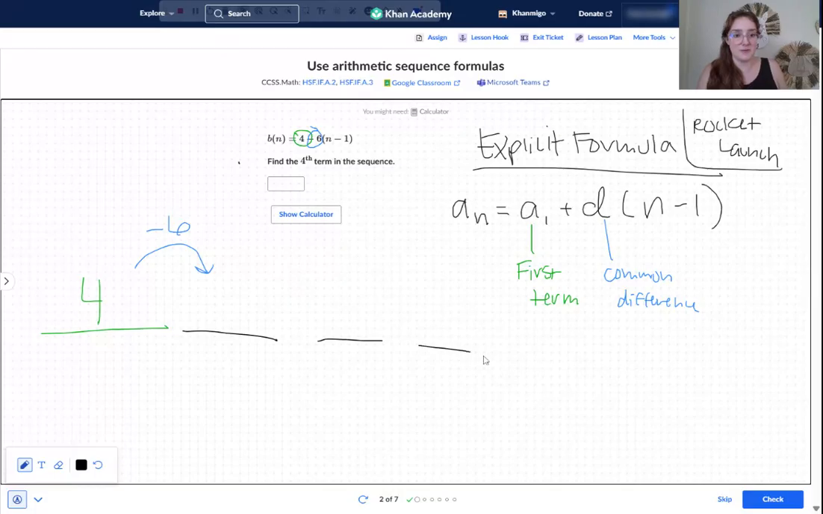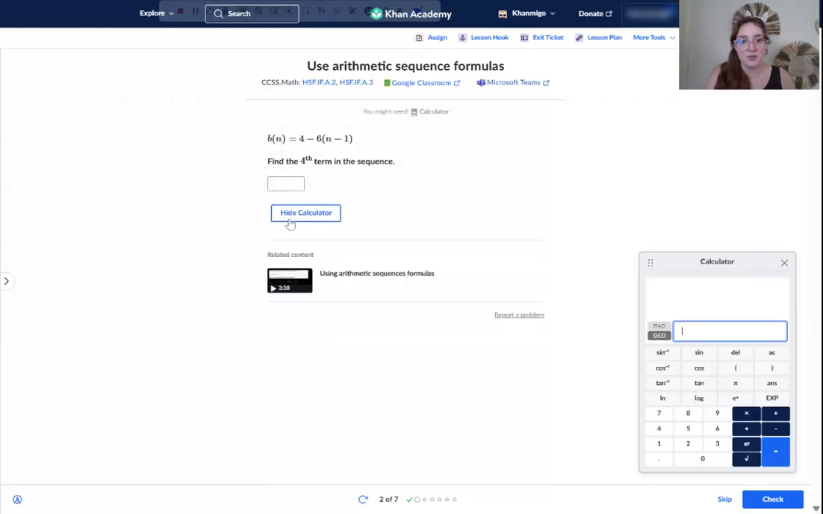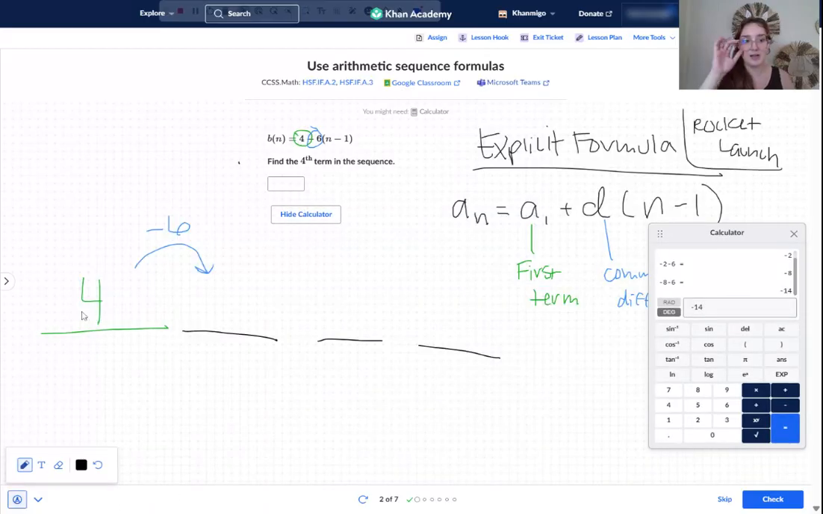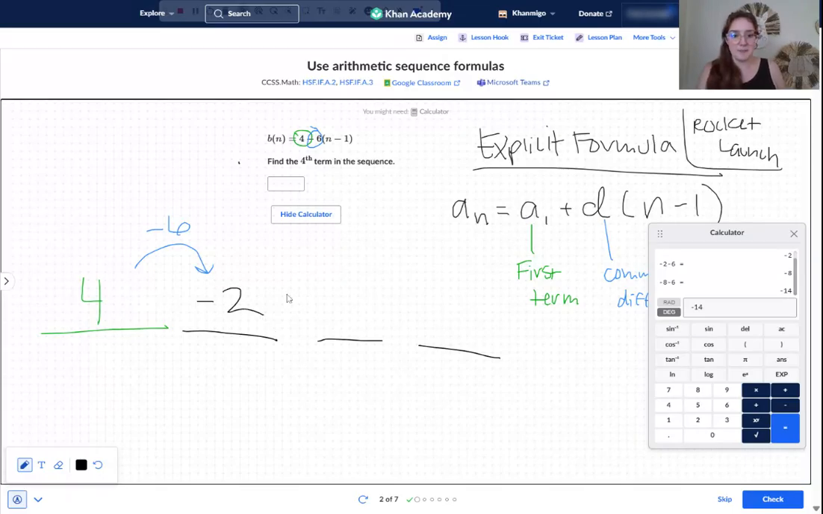1, 2, 3, 4 to find the fourth term. So let's try that. We know the first term is 4, and we're going to subtract 6. So this is now the second term. And then we again subtract 6. That's the third term. Again, subtract 6. That's our fourth term. So let's go ahead and update. First term is 4. Minus 6 is negative 2. Minus 6 is negative 8. Minus 6 is negative 14.